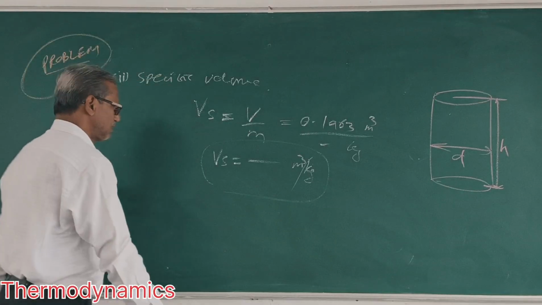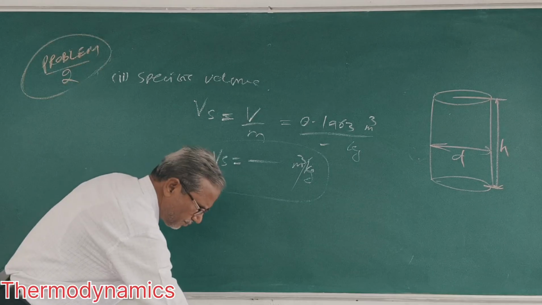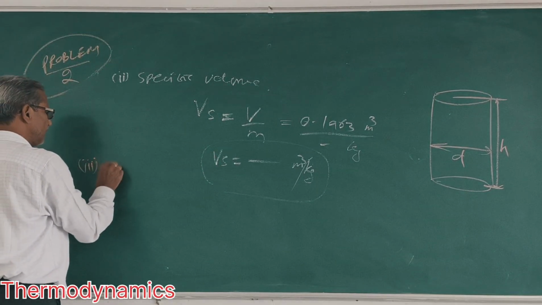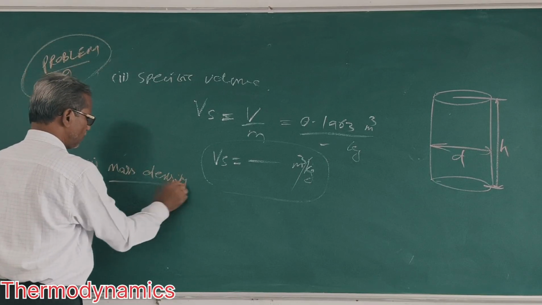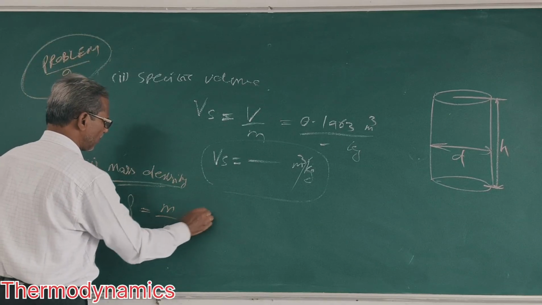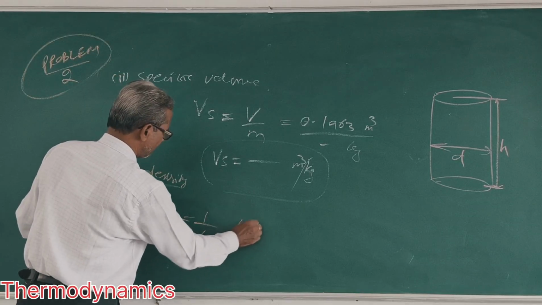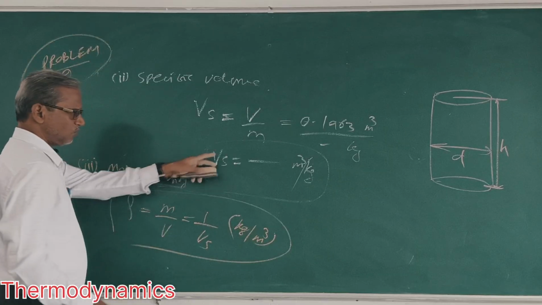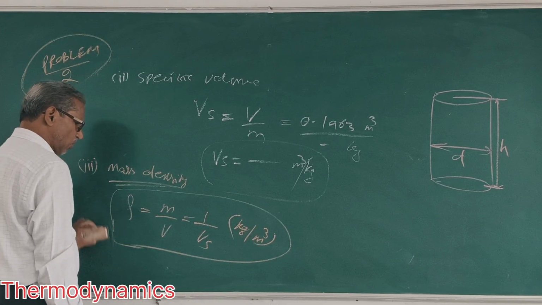Next, mass density, number 3. Mass density, rho. What is rho? Mass by volume or 1 by Vs. Clear? This is kg per meter cube. To find the answer, put the value and use the calculator. Clear? This is problem 2 completed. This is the answer.